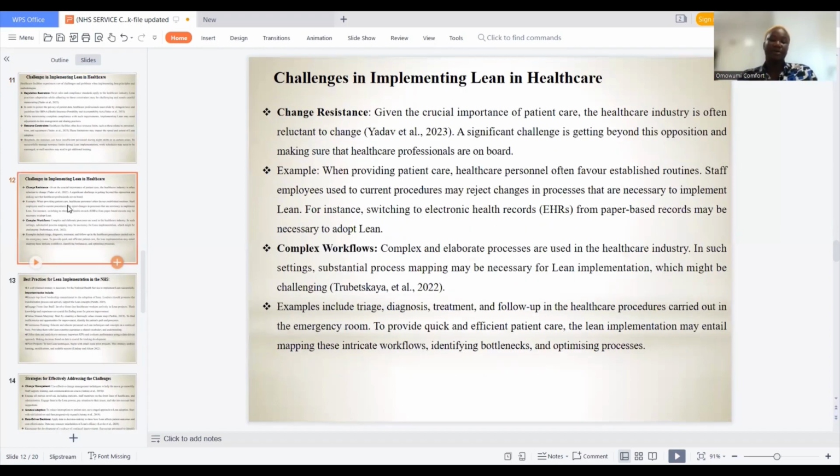The next slide still continues to shed more light on the challenges. In the healthcare industry, there is often resistance to change due to the impact placed on patient care. Healthcare professionals may be resistant to adopting lean principles if it disrupts their established routines. Lastly on our list, the complex workflow in healthcare, such as those in the emergency room, requires extensive process mapping and optimizing to implement lean successfully.